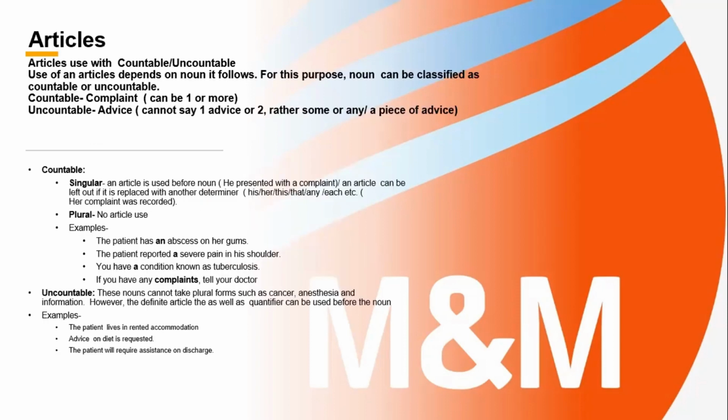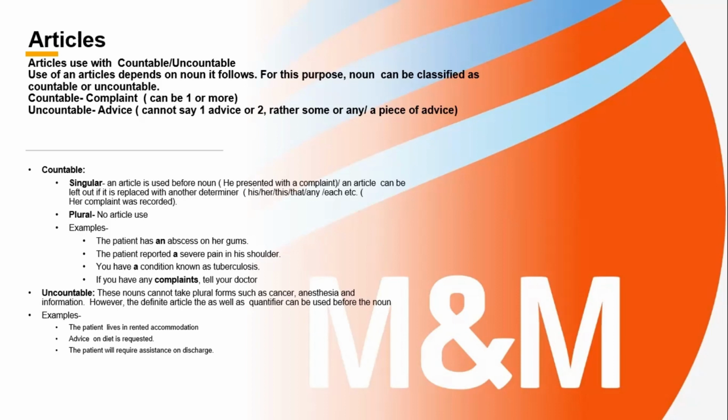Now, followed by the articles. So basically we have definite and indefinite articles. Indefinite articles we have are a and an for a countable noun if it's singular. If it's plural, we should not use any article before it if it's countable. If uncountable, again, we are not going to use any article with that.